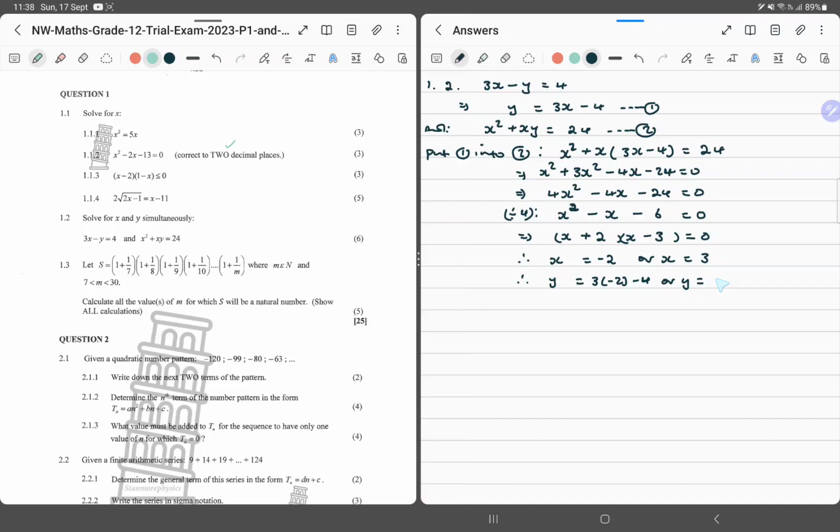Or y is going to be 3 into 3 minus 4. This is going to be minus 6 minus 4. This is minus 10. This is going to be 9 minus 4, which is 5. Obviously, from just knowing how to substitute in this equation, when you put a 10 on that side, minus 10 is equal to minus 10.